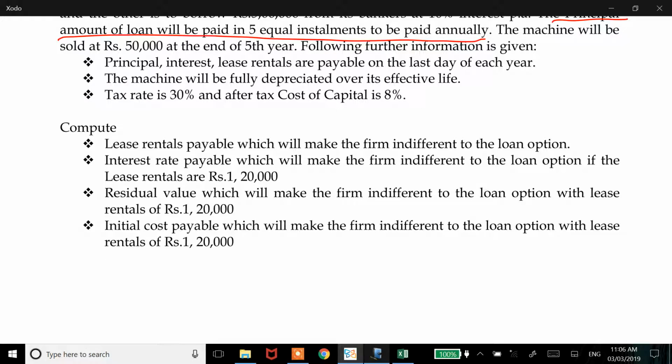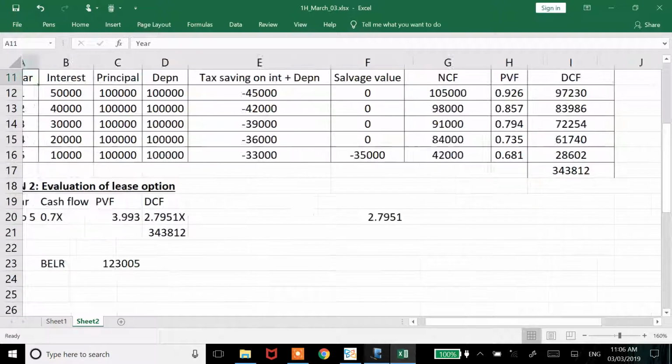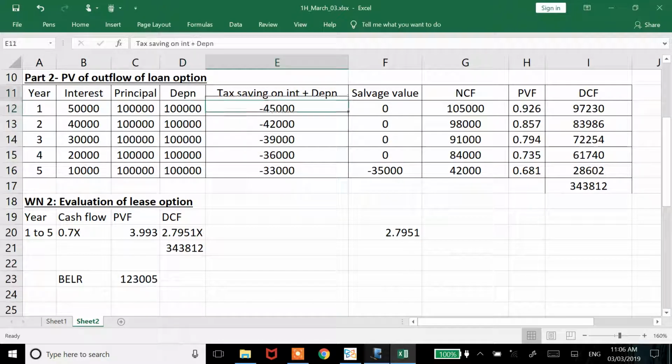Residual value which will make the firm indifferent with lease rental of 1,20,000. I'm not going to evaluate the lease part. Lease part is already done. When you do the loan part, all this is going to remain same. The salvage value portion alone is x, because they are saying residual value which will make the firm indifferent to the loan option. So salvage value is going to be x, and then based on that we do the problem. We'll quickly do in a short way.